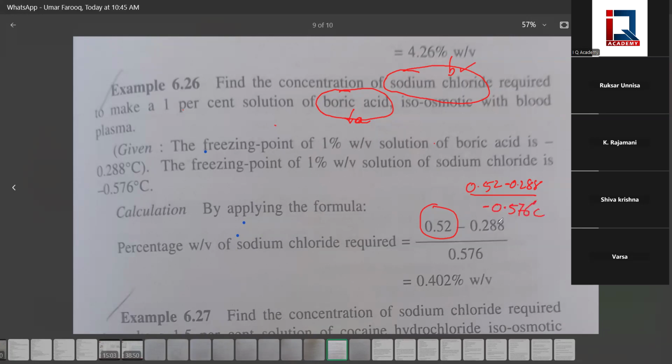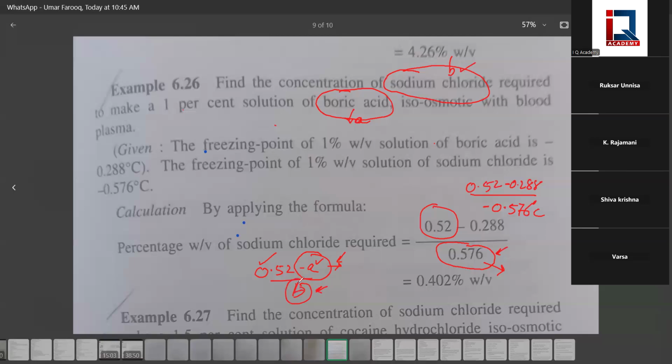0.576 degrees centigrade is the freezing point of 1% weight by volume sodium chloride, the adjusting solution. So, for the calculation, you need to remember just a formula: 0.52 minus A by B. 0.52 is the freezing point of plasma. A is the freezing point of the unadjusted solution, the solution which we are supposed to adjust in this equation, and B will be the freezing point of the sodium chloride.